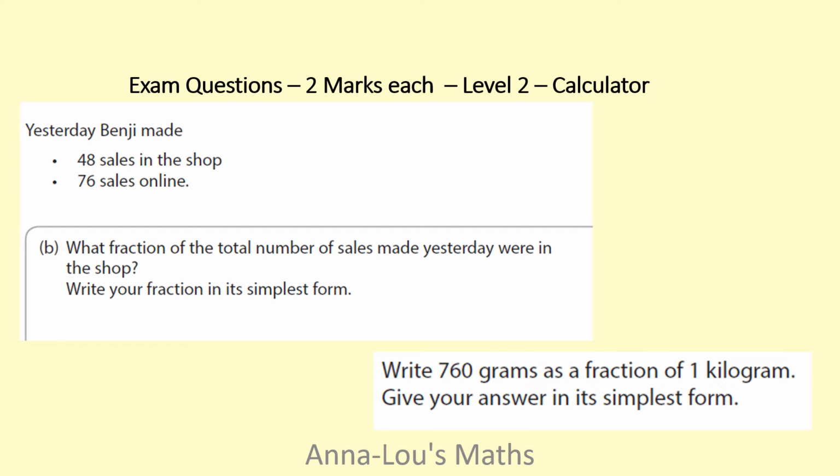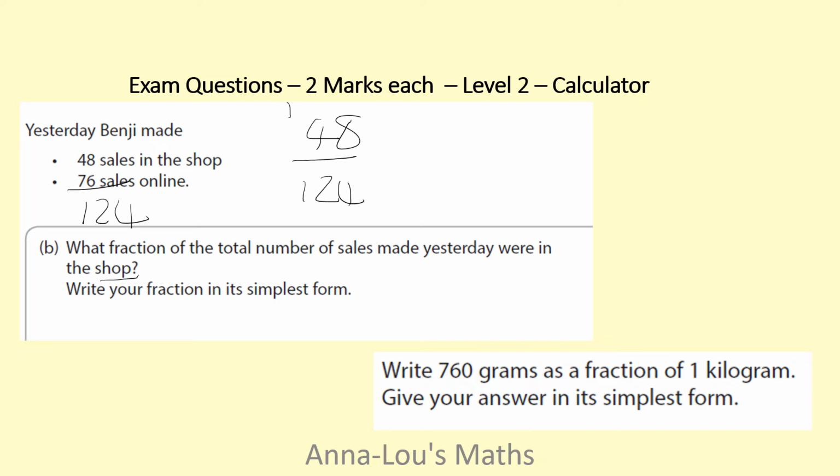Okay, so let's look at this first question. He made 48 in the shop, 76 sales online. What fraction were made in the shop? Simplify if possible. So I would have needed to add those together and that would have given me 124. So my sales in the shop would have been 48 out of 124.